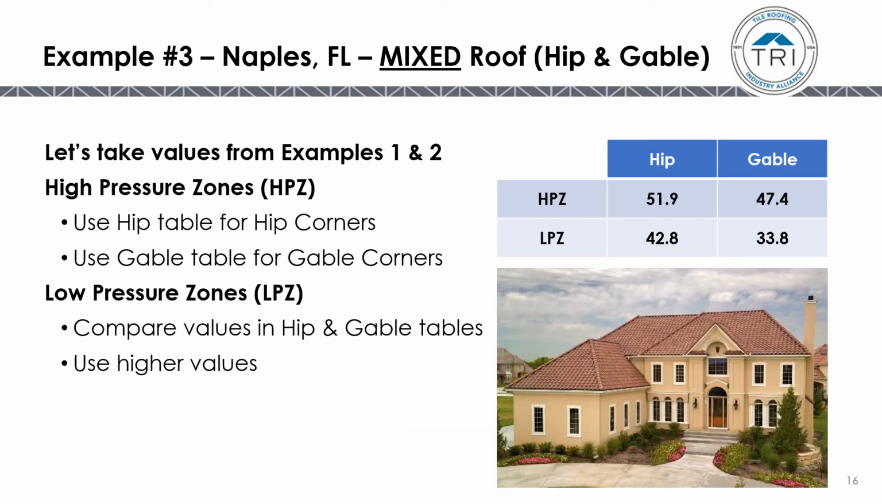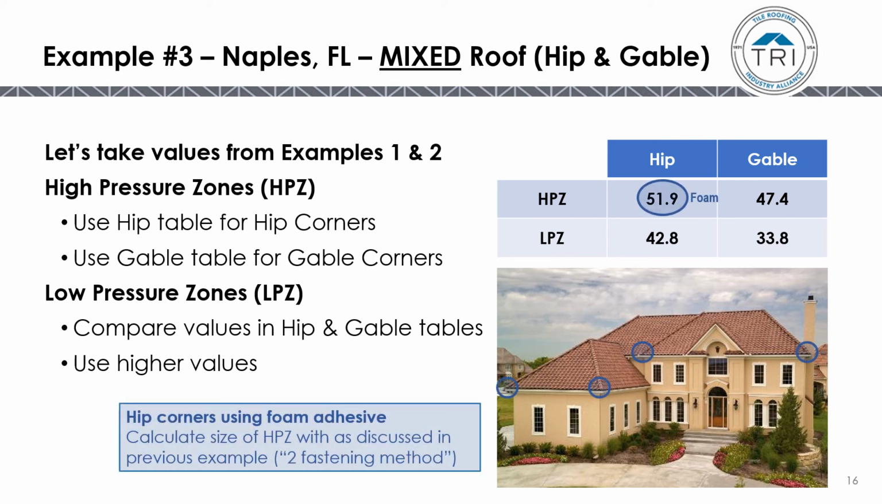We'll use the values we determined from examples 1 and 2 for the hip and the gable designs. We start with the high pressure zones using the hip table for the hip corners marked in blue, and we found a value of 51.9, which exceeds all of the mechanically fastened uplift resistance values in table 3. So we determined that we'd need to use foam or a foam adhesive that has a product approval value that meets or exceeds that 51.9 value. The gable corners in green, we found a value of 47.4 and could use 2 screws per tile.